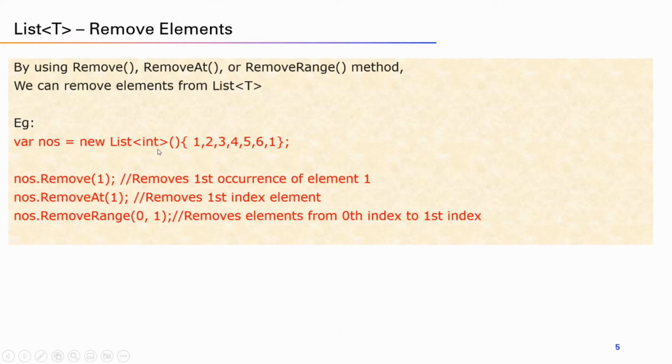Next, by using the RemoveRange method, we can remove elements from the list. For example, here I created an integer list. This Remove method will remove the first occurrence of element 1. This RemoveAt method removes the first index element. This RemoveRange method removes elements from 0th index to first index. Like this, list provides Sort, Clear, Contains, Find, BinarySearch methods also.